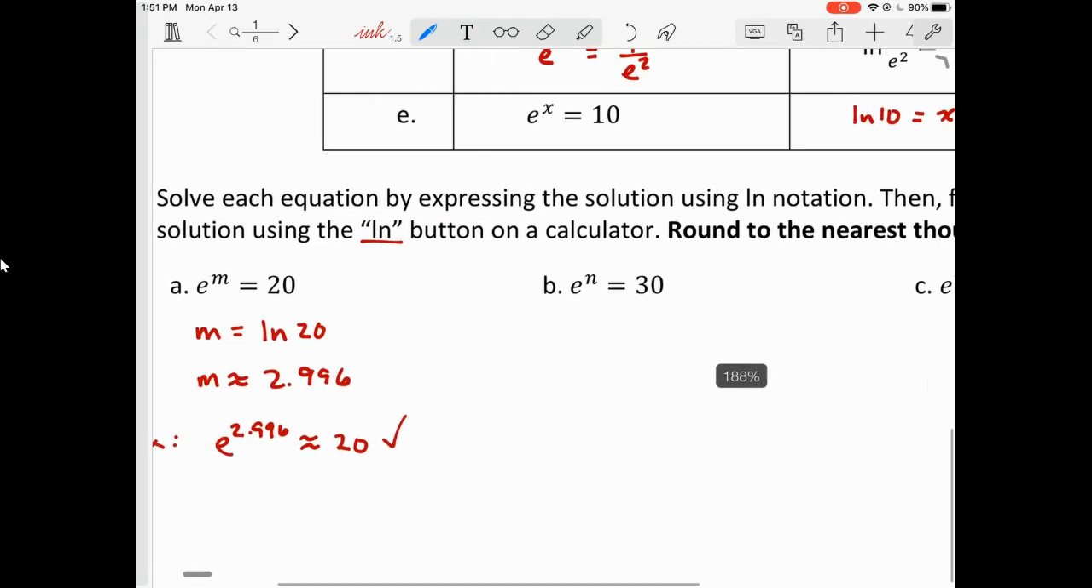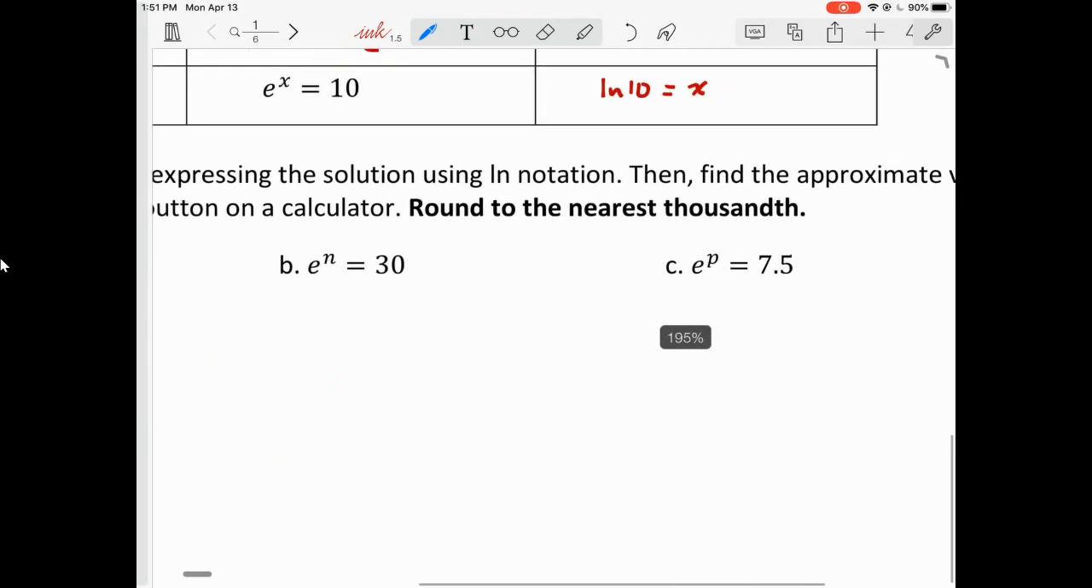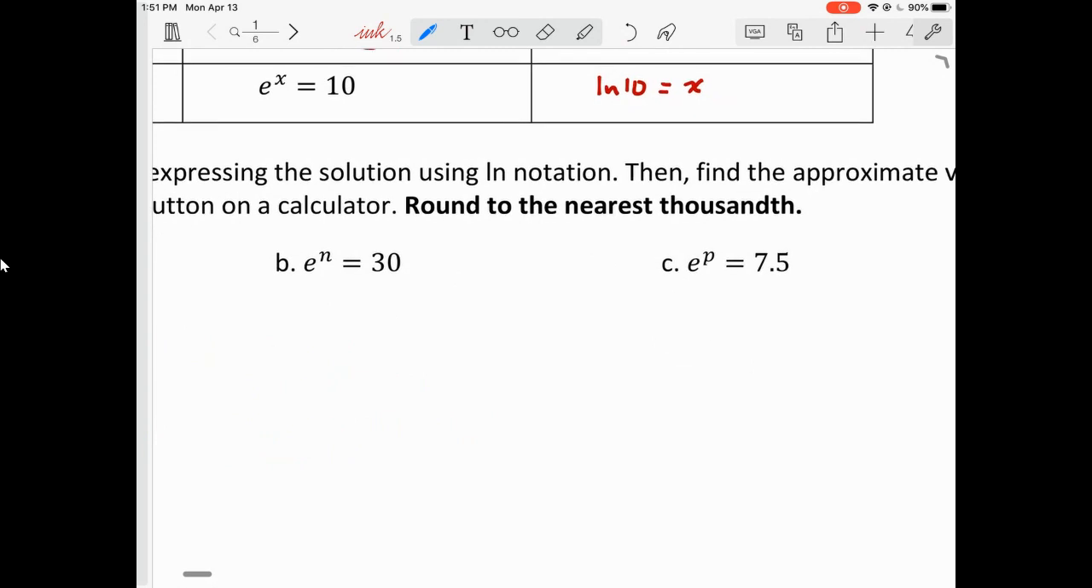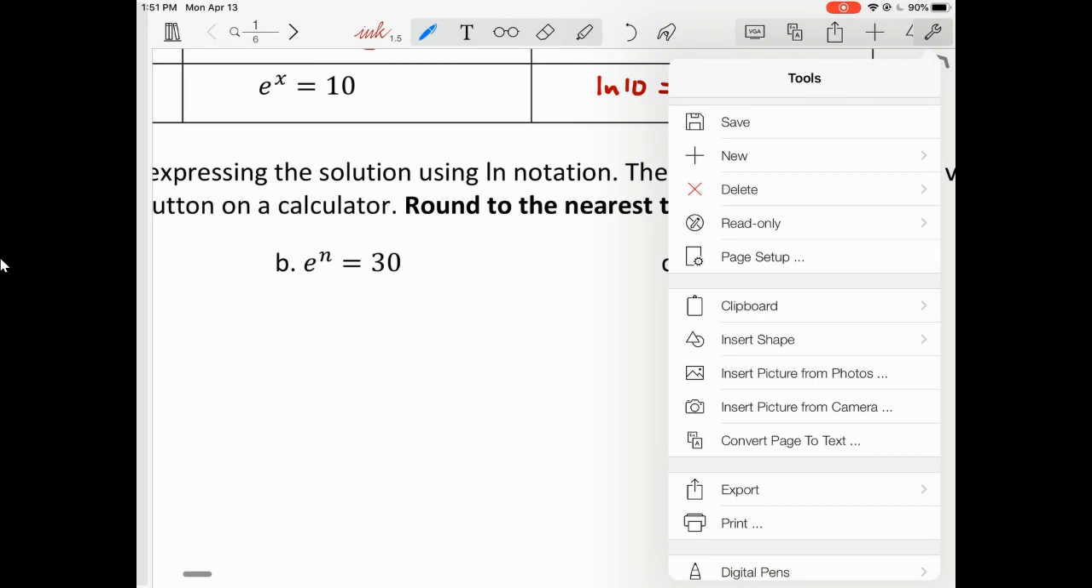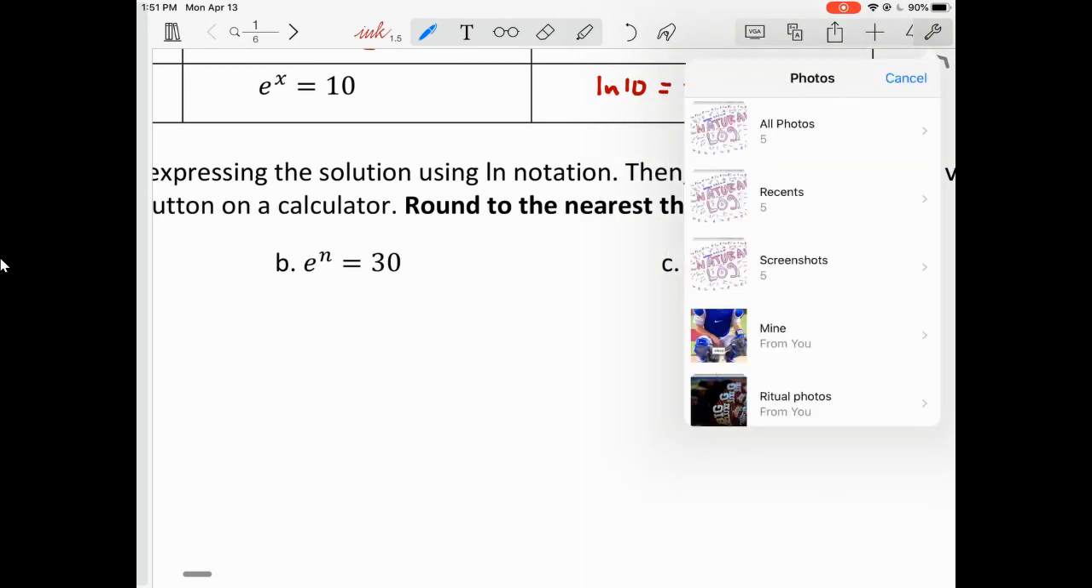All right, so give that same process a shot over here on B and C. All right, sharing the answer with you.